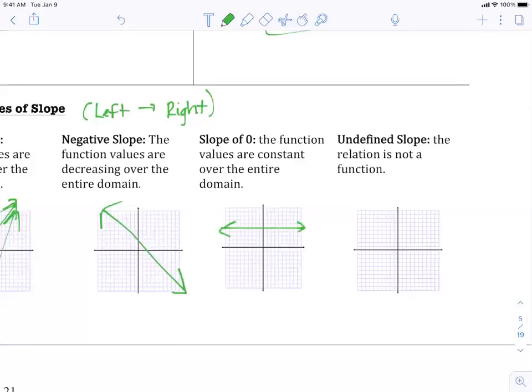An undefined slope is Spider-Man's favorite thing to climb, and it is only a line that he can climb. An undefined slope literally means a vertical line. Because is it positive? Is it negative? We don't really know, because it doesn't go from left to right. So when we have an undefined slope, this is always the case for some sort of vertical line.